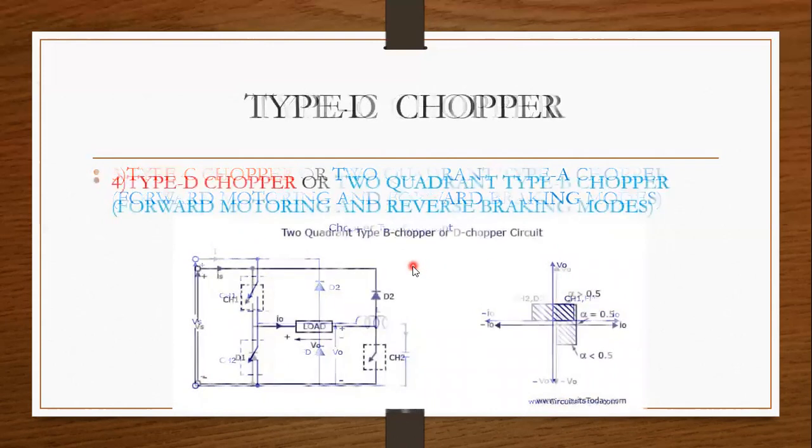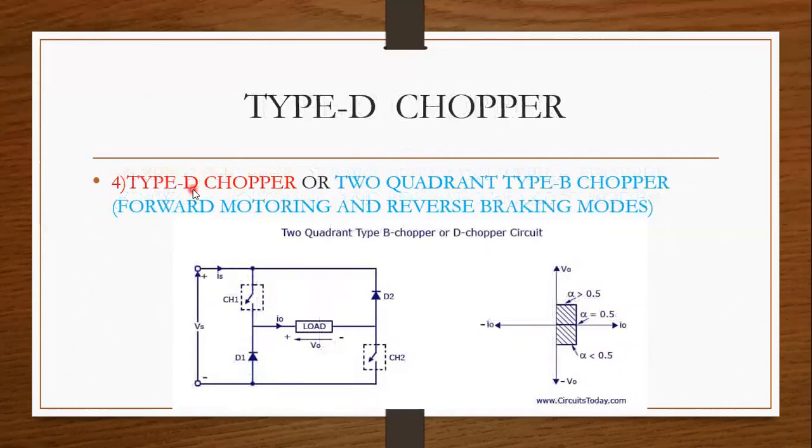Then type D chopper. This type D chopper is also called a 2-quadrant type B chopper. It operates in forward motoring mode and reverse braking mode. Understood? So this is the circuit diagram of this type D chopper.